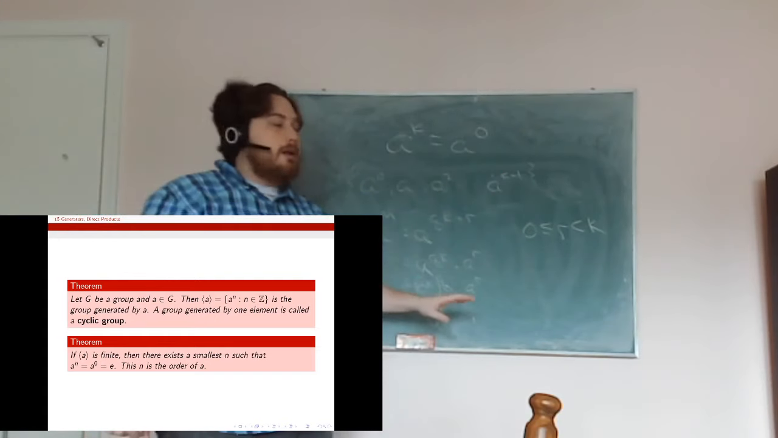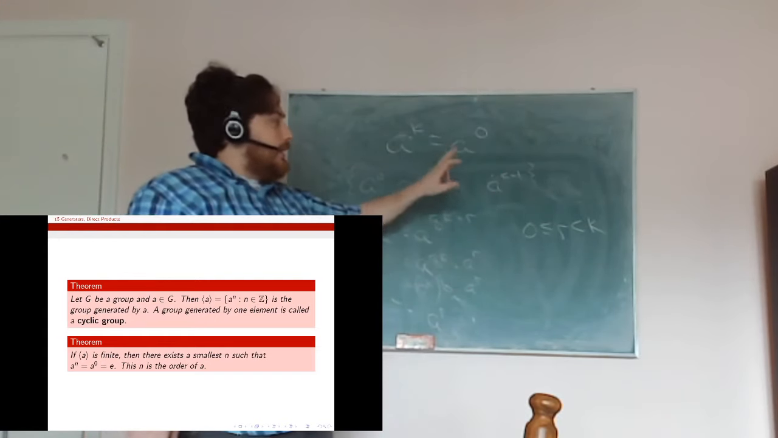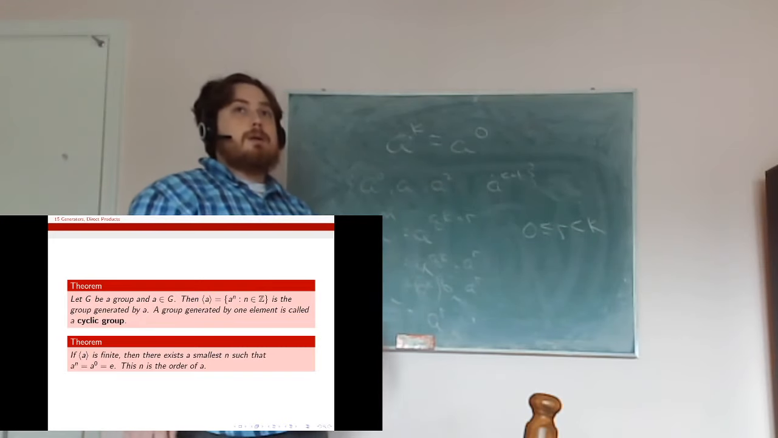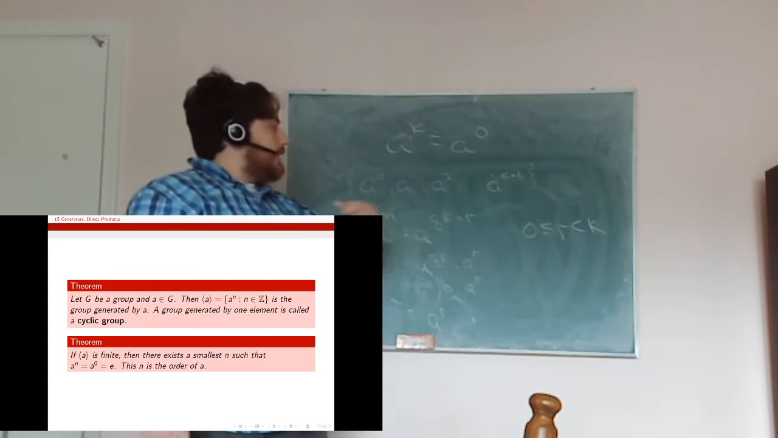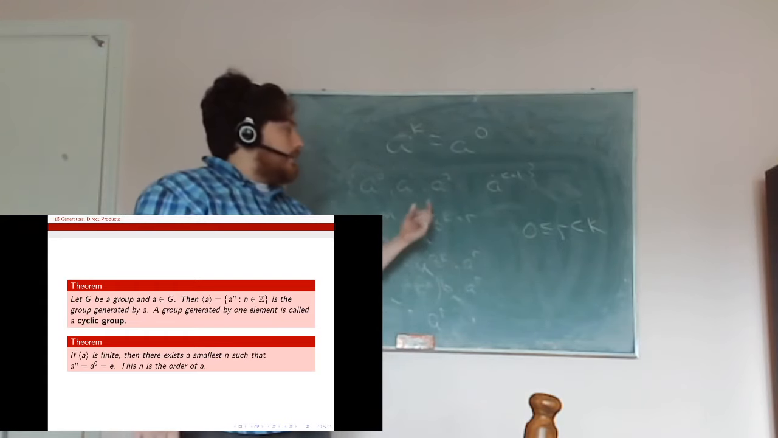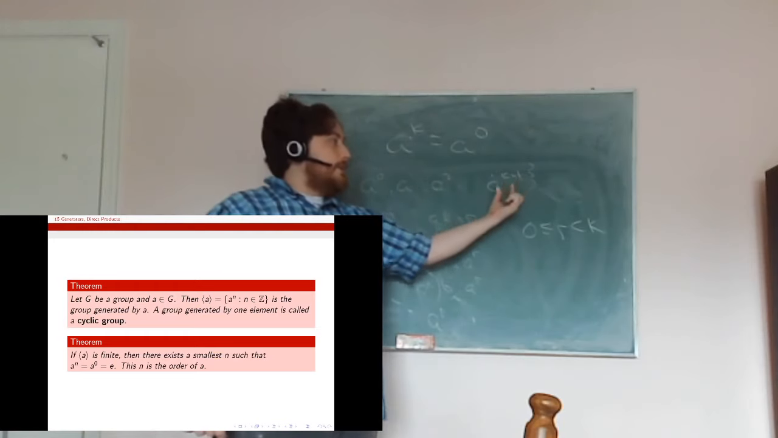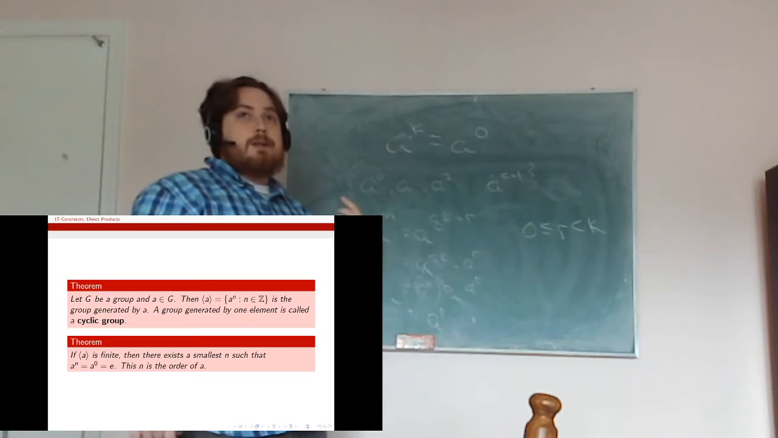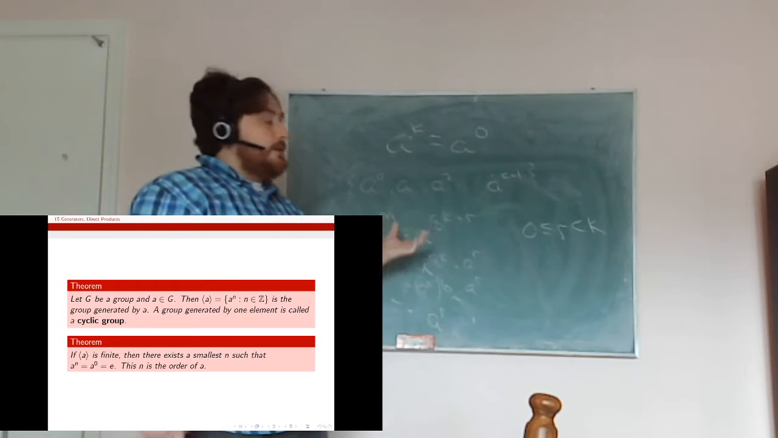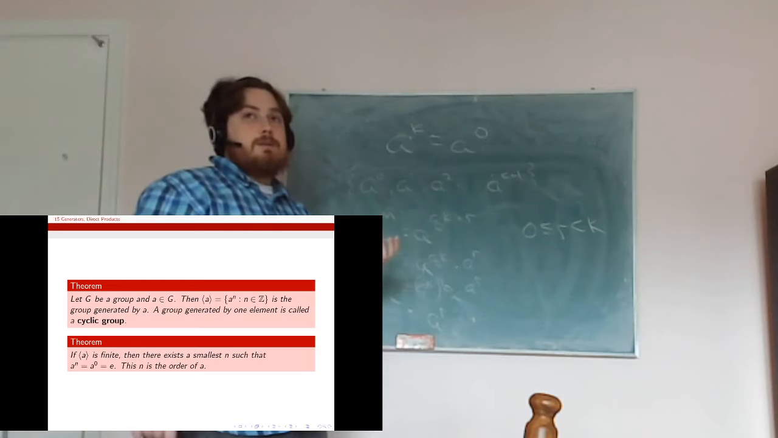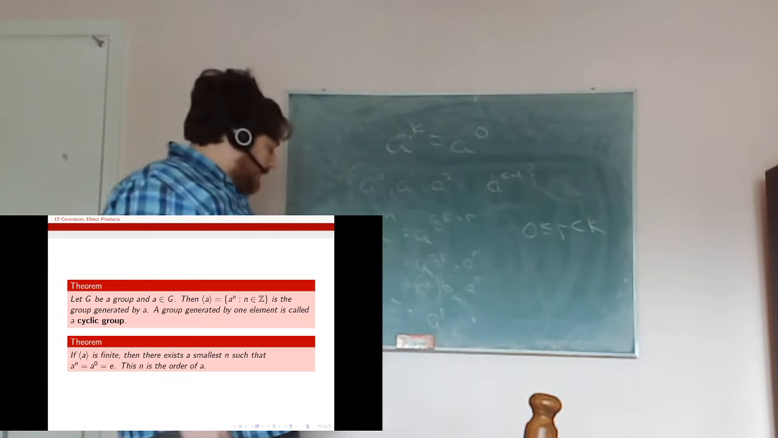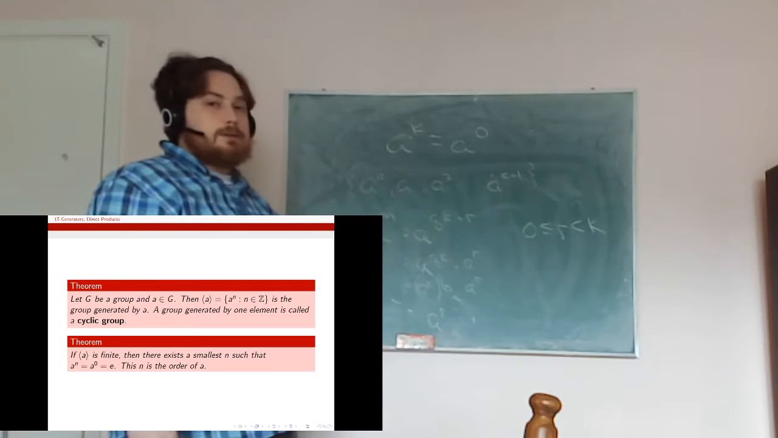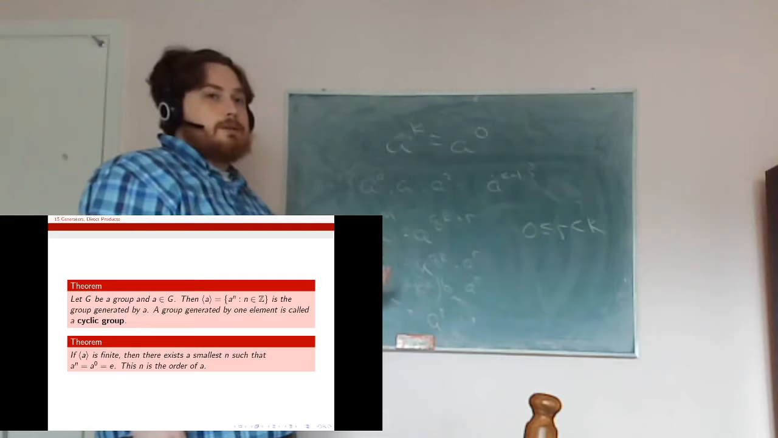Because if I took something like a to the second times a to the k, I would get a to the k plus 2, but a to the k is the identity, so I get a squared. Or a to the second times a to the k minus 1 is a to the k plus 1, so I'd end up with a if I multiplied those two together. So what I get is basically the integers mod k. So when I have a cyclic group, they're going to end up looking like this form, and they're either going to look like the set of integers or they're going to look like the set of integers mod k.